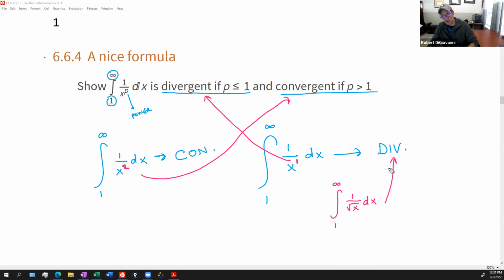So this will diverge. Whereas if I did 1 over the square root of x cubed dx, now you could look at this as being x to the 3/2 power. That's what that really is. And 3/2 is bigger than 1, which would mean we have convergence.